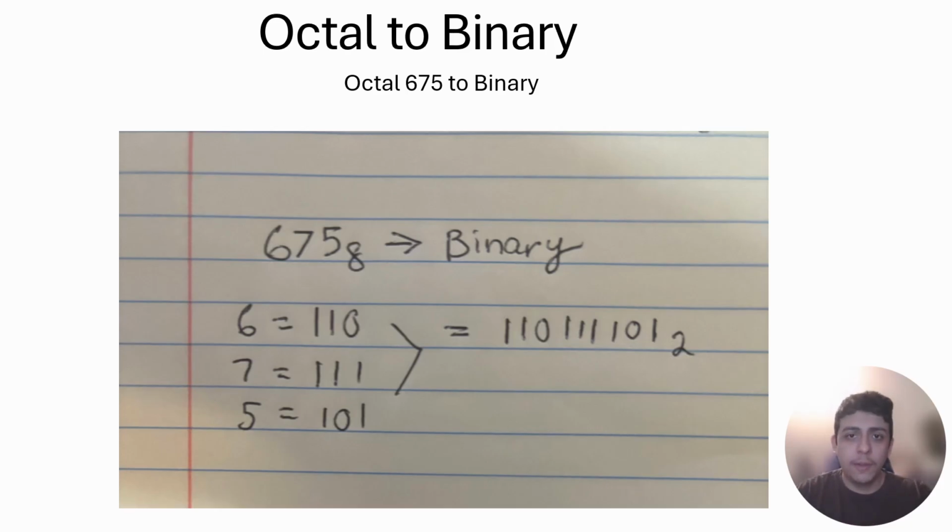This method works because octal and binary are related to each other by powers of 2, which makes the conversion straightforward.